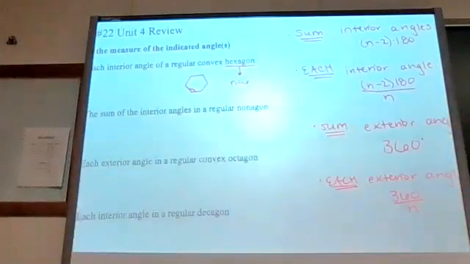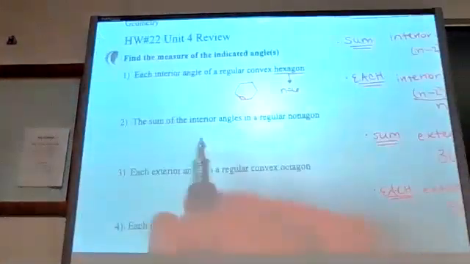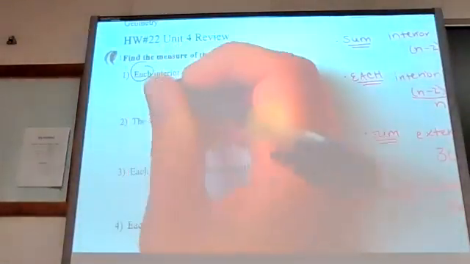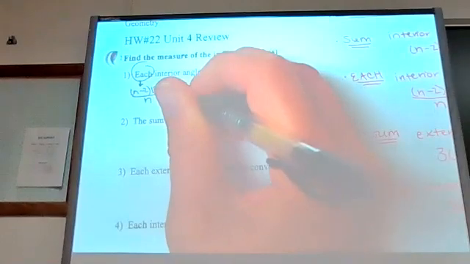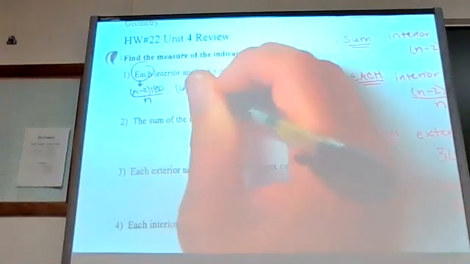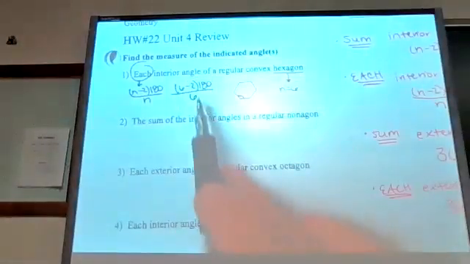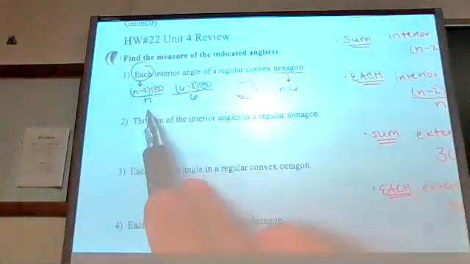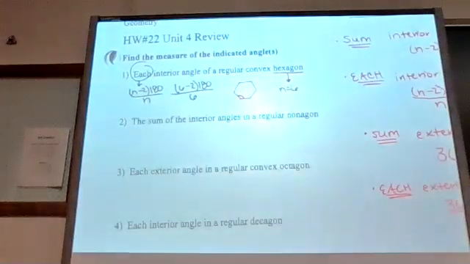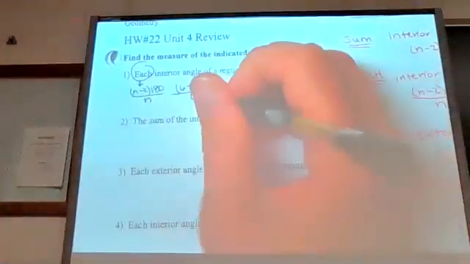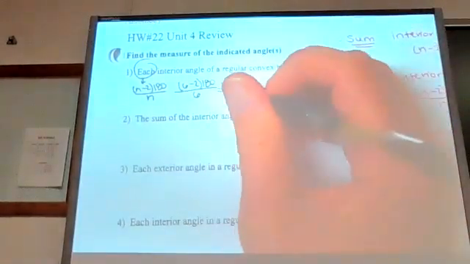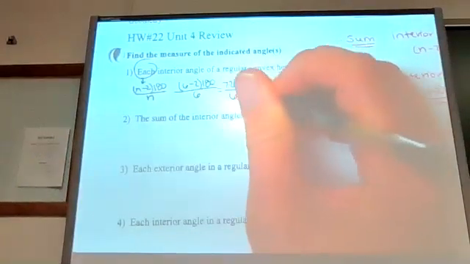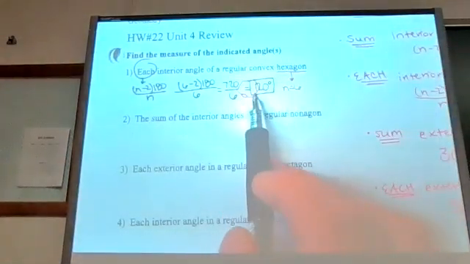So if n is 6, and we're talking about each interior angle here, we use the formula n minus 2 times 180 divided by n, and I'm going to plug in 6. So 6 minus 2 times 180 over 6. All I'm doing is plugging in 6 for the number of sides. 6 minus 2 gives me 4. 4 times 180 is 720. Divided by 6 gives me 120 degrees for each interior angle.